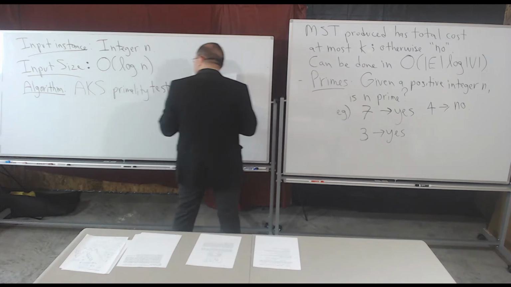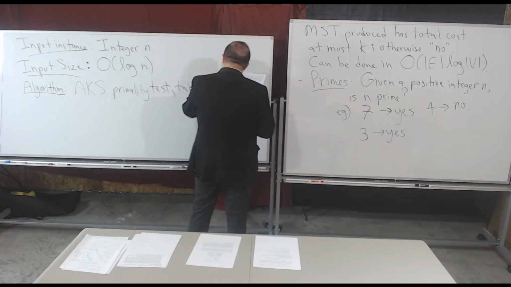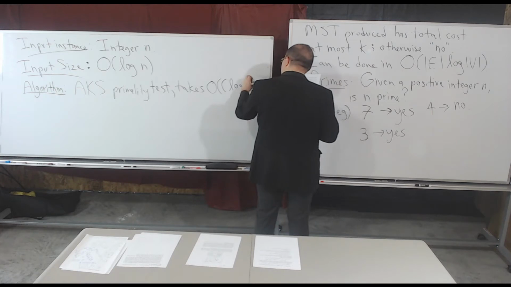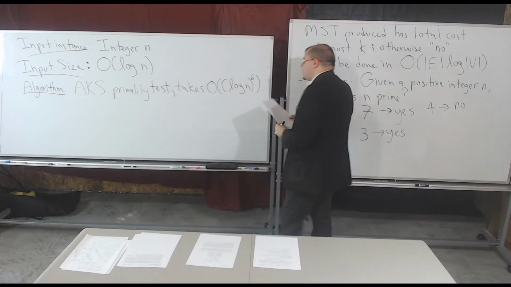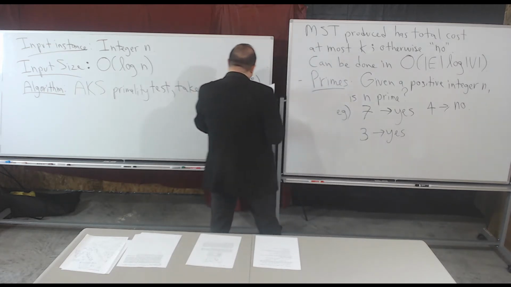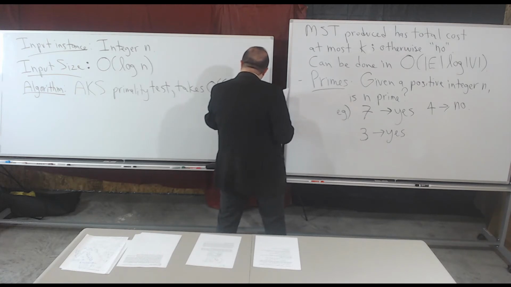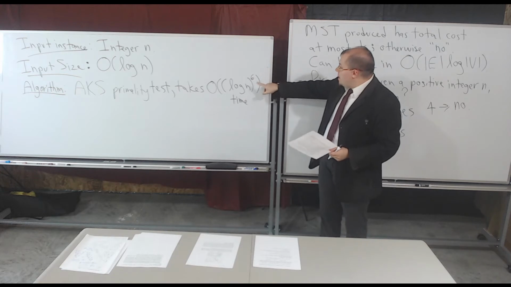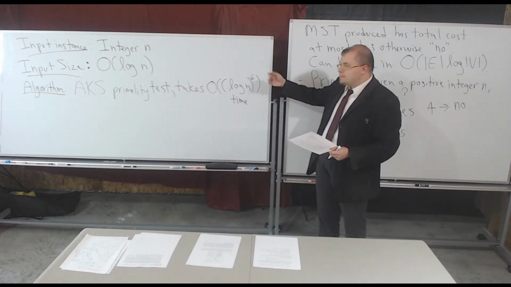Now, I should point out that this algorithm takes big O of log n, where all of the log n is together, and I'm going to raise that to the power of 6. So notice it takes big O of log n raised to the 6.